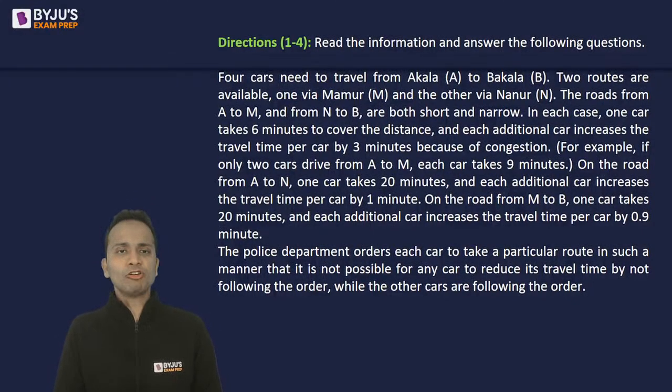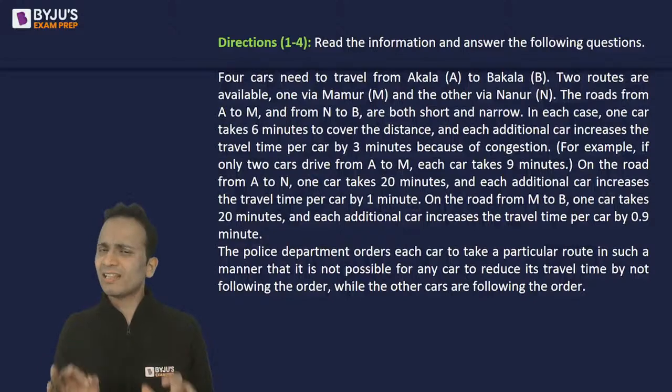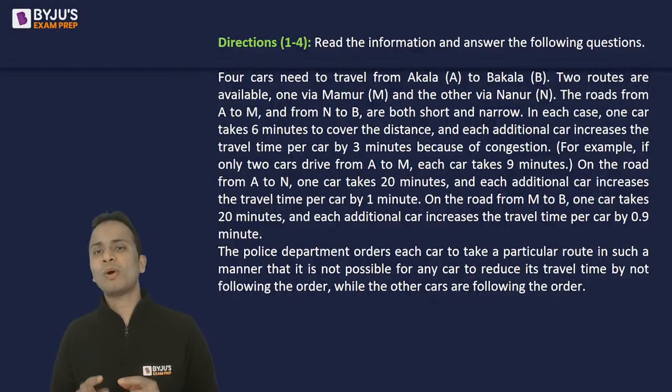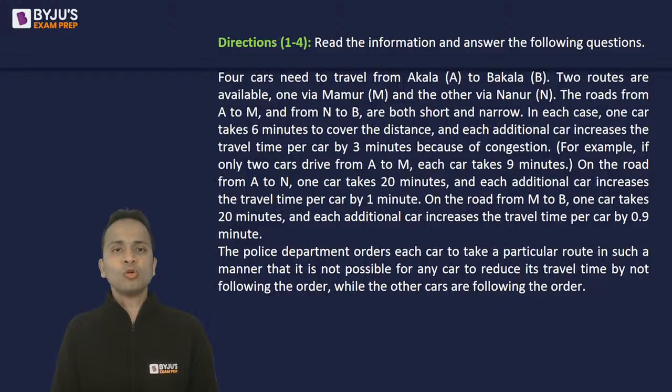Okay. Now, the direction says that four cars need to travel from A to B, Akla to Bakala. I'll be using their initials as they were given in the examination. Two routes are available, one via Mumur, that is M, and the other via Nanur, that is N. The roads from A to M and from N to B are both short and narrow. In each case, one car takes 6 minutes to cover the distance, and each additional car increases the travel time per car by 3 minutes because of congestion.